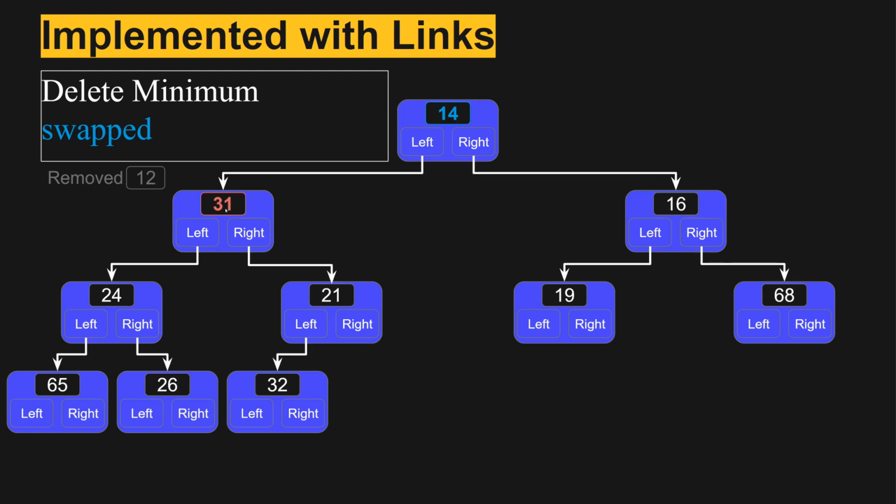Now that these are swapped, we have 31 here, and we want to find the smallest child of 31. We have 24 and 21. 21 is the smallest, less than 31, so we need to swap. And now we have 21 up here, and we have 31. Now we find the smallest child of 31.